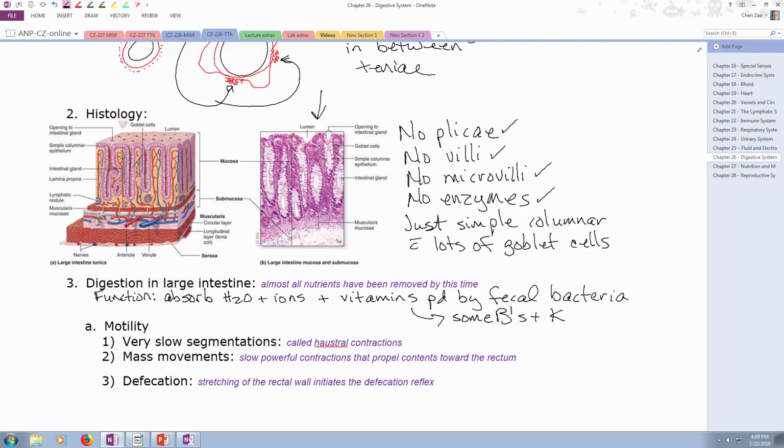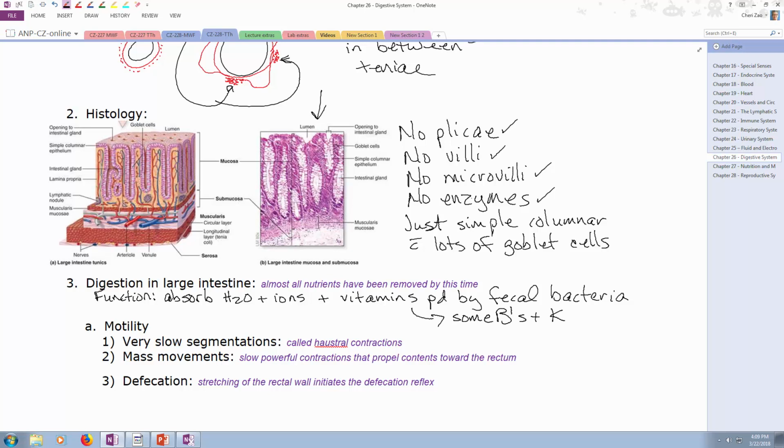Digestion in the large intestine. Our notes state almost all nutrients have been removed by that time, and that's true because that's what the small intestine is for. The small intestine finishes off any chemical digestion we need and gets the material inside the cells from the lumen. That's the small intestine's main feature for us.